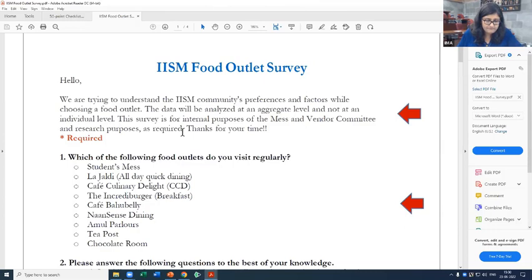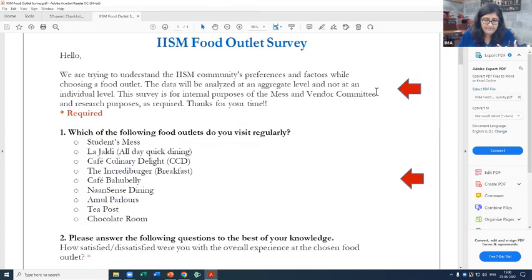Thanks for your time. Again, there's a hello. There's no personalized way of greeting. But okay, I'm just going through the survey and we all are members of ISM. So we'll together go through the survey. These arrows show parts of the survey that I want you to look at.